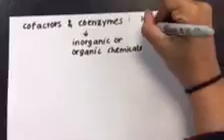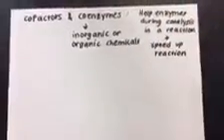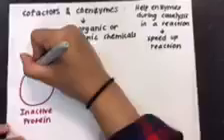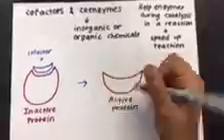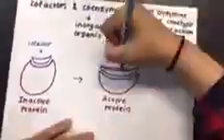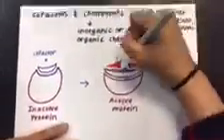Coenzymes are inorganic or organic chemicals that help increase the speed of a reaction. Protein is inactive until a cofactor is bound. Once the cofactor binds to them, the protein is activated.